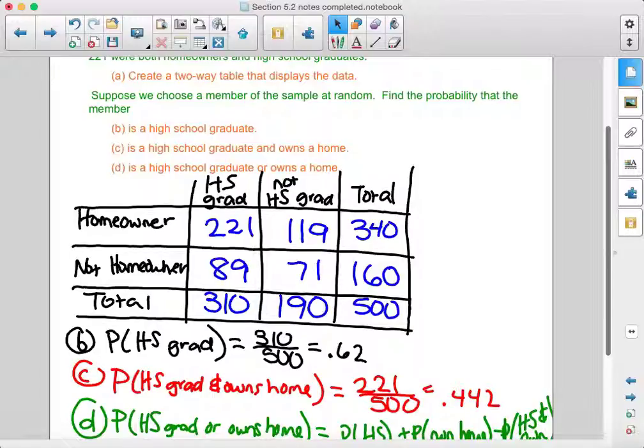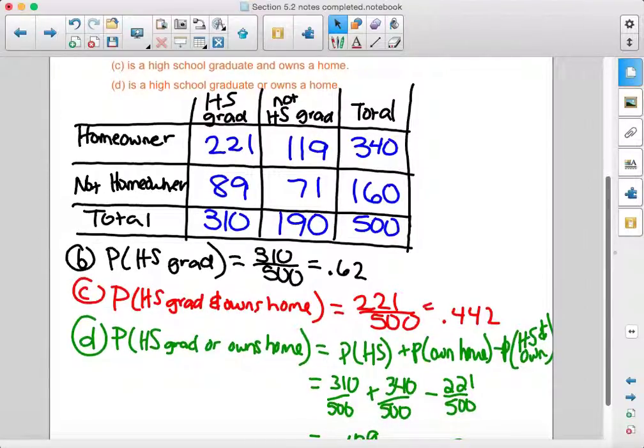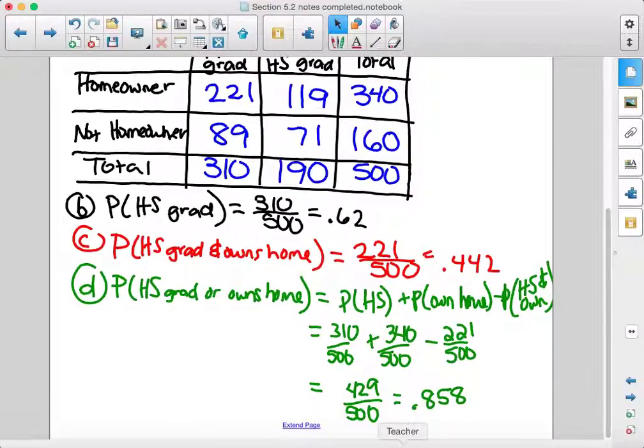Now part C says, find the probability the chosen member is a high school graduate and owns a home. Well, a high school grad that owns a home, there are 221 of those out of the total 500, so 0.442. Finally, find the probability it's a high school graduate or owns a home. Well, to find that, we'll use the general addition rule, which tells us the probability that someone is a high school grad or owns a home equals probability of a high school grad plus probability they own a home minus the probability that they're a high school grad and own a home. So finding those values from the table, you can see I add and subtract the appropriate values and end up with an answer of 429 over 500, which simplifies to 0.858.